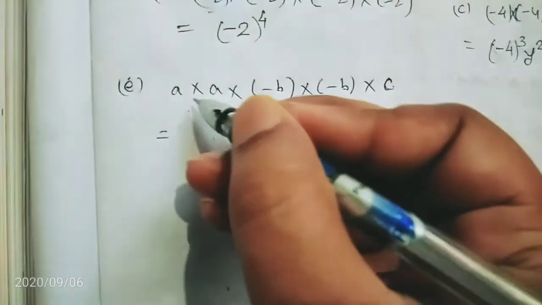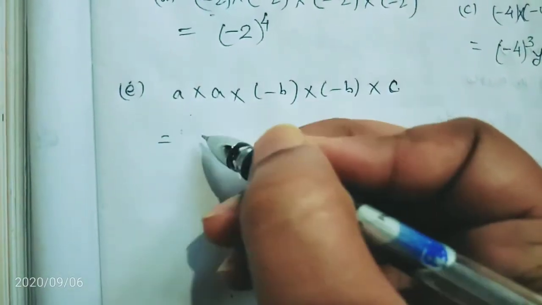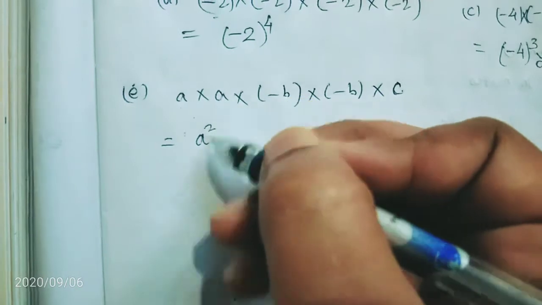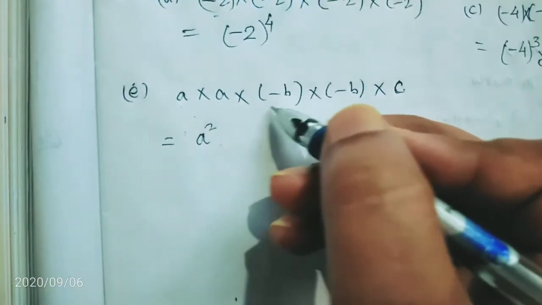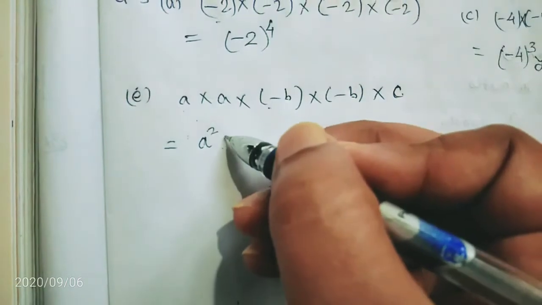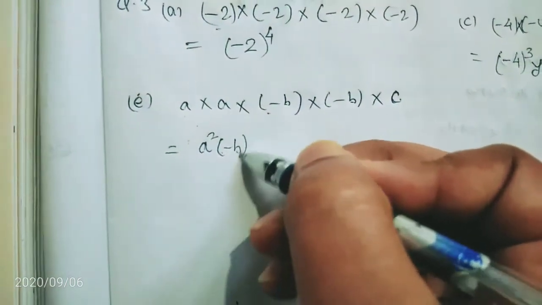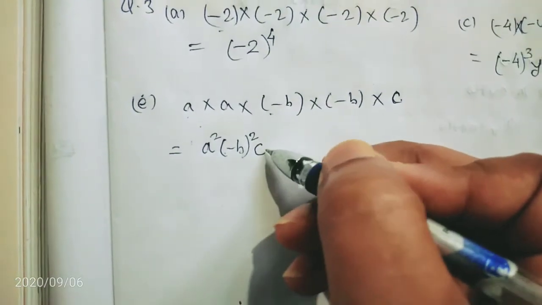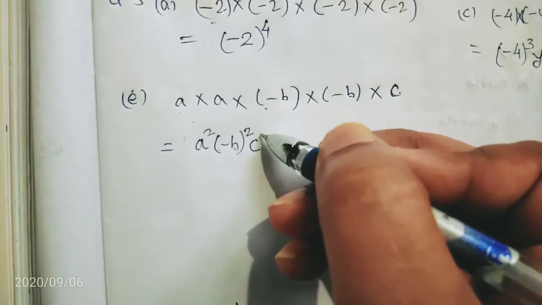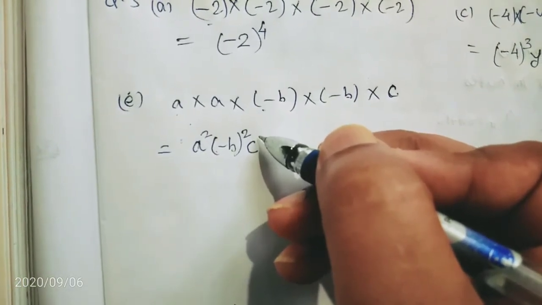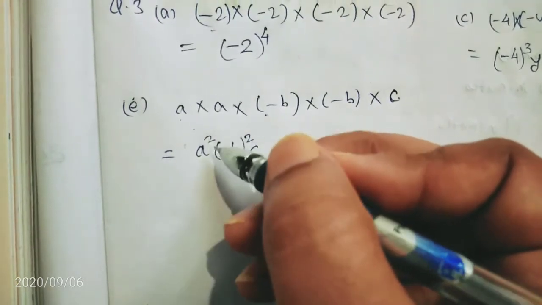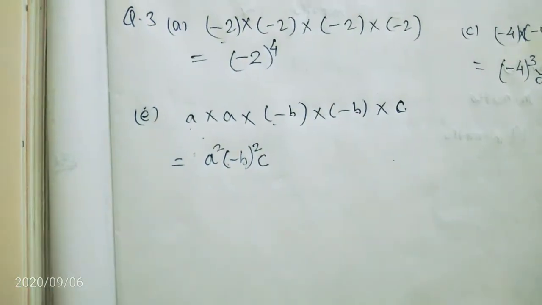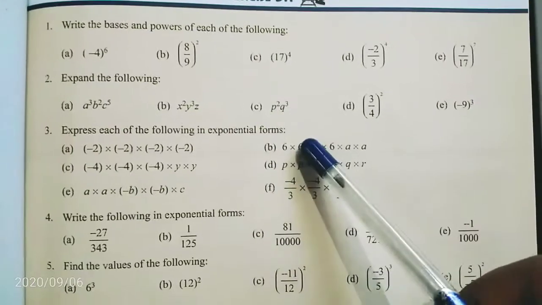This e number a into a, okay, that means a to the power 2. Always remember that the same number will be the base only. Okay, same number. Now minus b and minus b are the same, that means this is the base. So minus b to the power 2, because 2 times it is written, and c is only 1 time. So write here only c to the power 1. Okay, nothing is written in the power, that means it is 1 by default. I told you in the previous video. So it is a to the power 2, minus b to the power 2 and c. Okay, and the rest of the questions you do yourself.